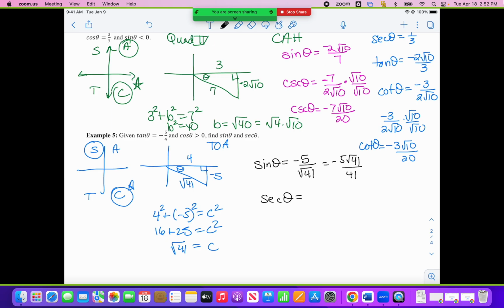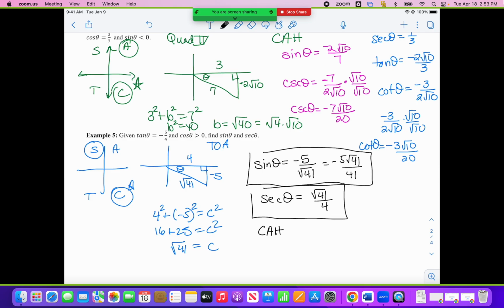Secant is the reciprocal of what trig function? Cosine. So if cosine is adjacent over hypotenuse, this is going to be hypotenuse over adjacent. Oh, guess what's so cool? Cosine is positive in the fourth quadrant. Its reciprocal is positive in the fourth quadrant.